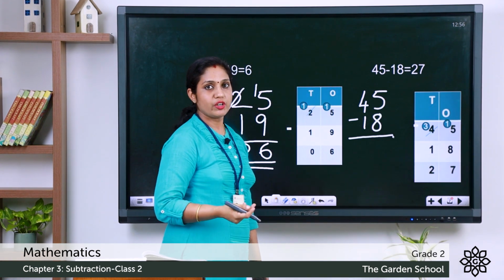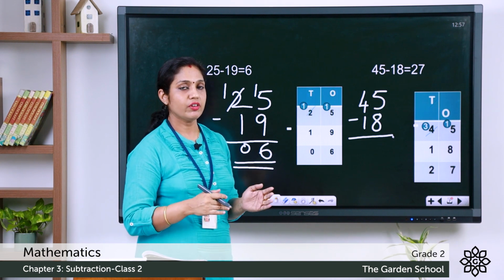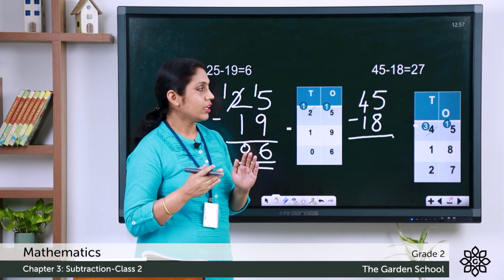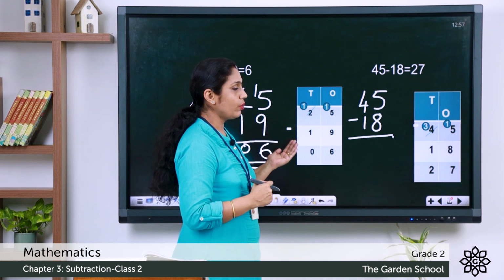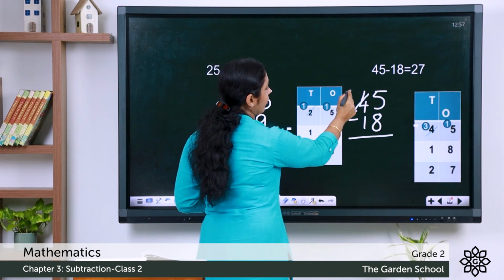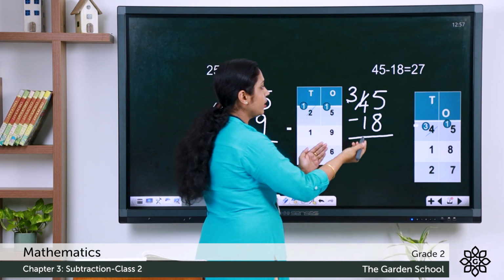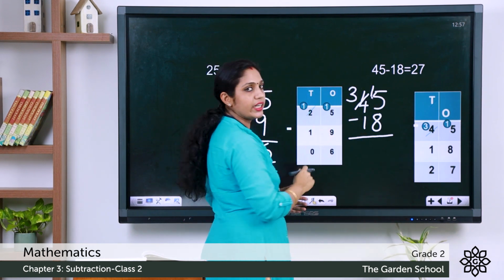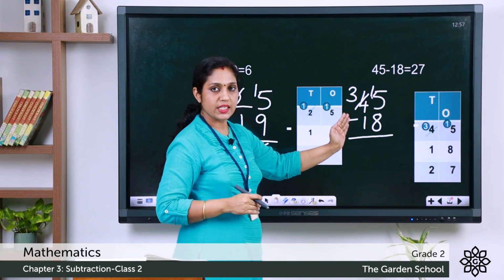In the ones position, we have 5 and 8. 8 is greater than 5, so we are not able to subtract. Now we are going to the tens place for borrowing. From 4, when we borrow, we get number 3 there. So strike that 4 and write 3 there, and the 1 which we get, add to the number 5, we get 15. Now we have to subtract 15 minus 8.